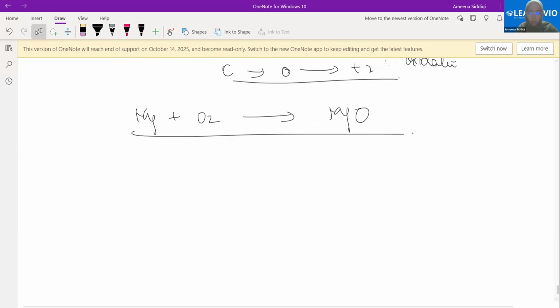Tell me what is happening here. Oxidation, reduction, redox, and tell me in the terms of the oxidation number. That's magnesium, right? Yeah, yeah.